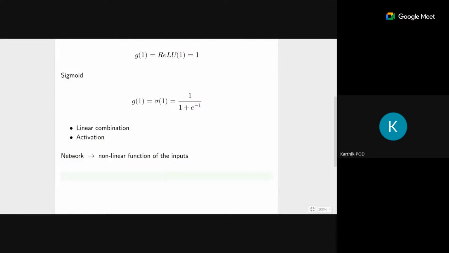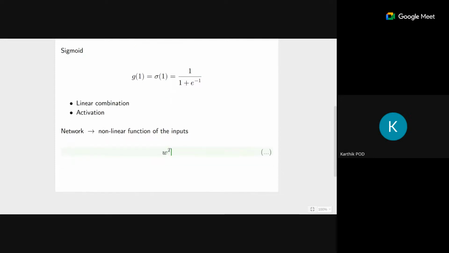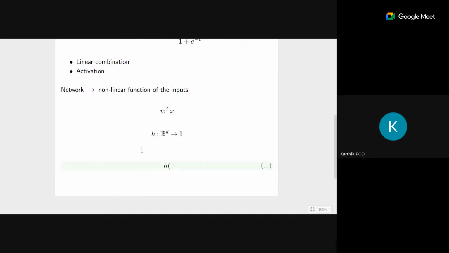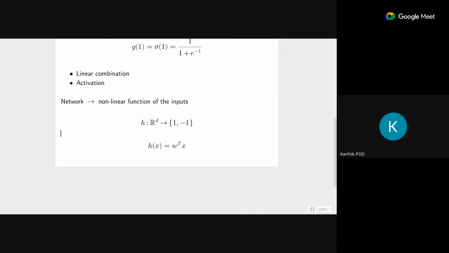So far, all our classifiers have been of the form W transpose X. Of course, we kernelized in some instances, but generally it is some function of W. So h learns some function from R^D to 1, and usually this h has been of the form W transpose X. It has been a linear function, and that is too restrictive. You can't expect all data sets to have linear structure. So you need a function that is non-linear in the inputs. A neural network is one such function.